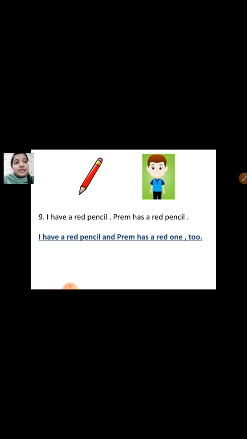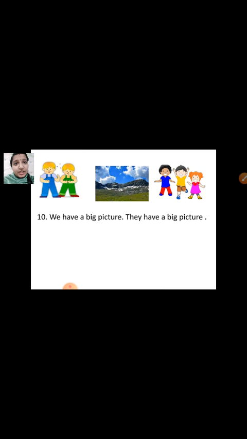Now, the next question is the tenth question. We have a big picture. Full stop. They have a big picture. Okay. Now think how you are going to connect these sentences into one and where you are going to write one, comma. Then you are going to complete it by using two. Just think, students.